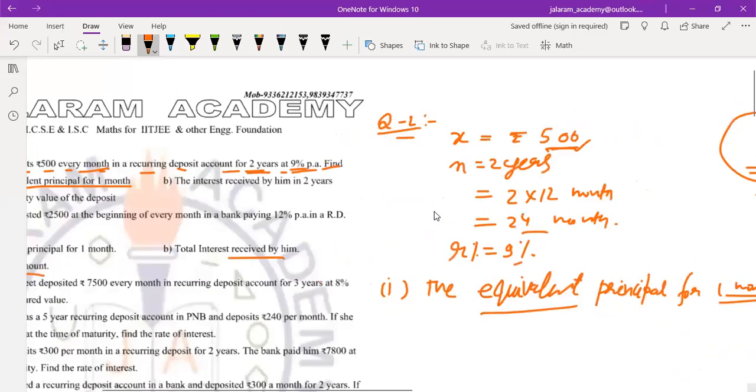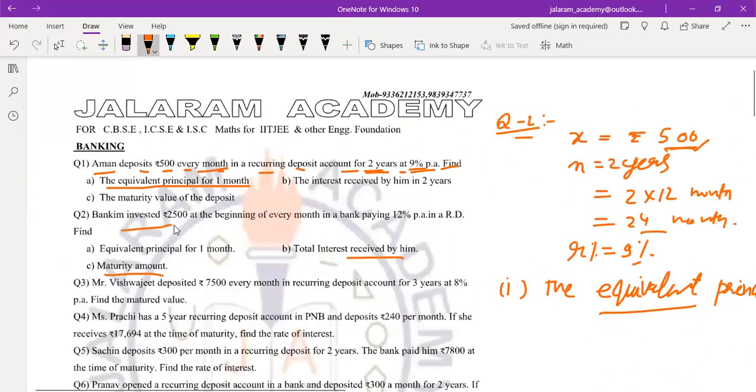Similarly, you can solve the other questions of this. Bankim invested rupees 2,500, which means this will be X, at the beginning of every month in a bank paying 12%, this is R, in a recurring deposit. Find the equivalent principal for 1 month, and for how many years is not given. Total interest received by him, and the maturity amount.